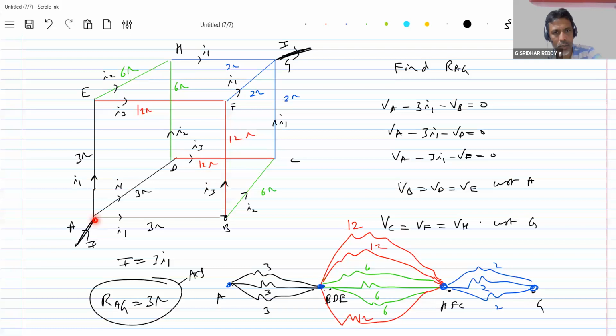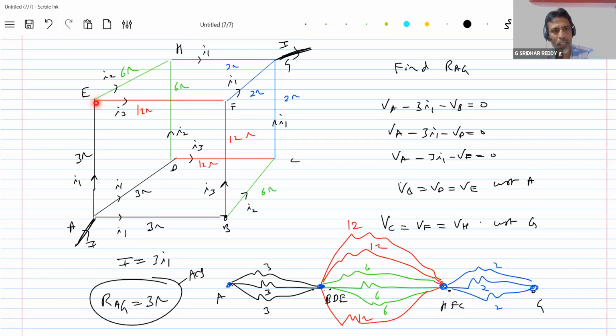Then again, you look at this particular path: A, D, then D, H, and G. Okay, similar to that path. So again, look at this particular thing. It will branch out, no? Here you can see, here also, it will branch out. So when the current comes, it will branch out. Here also it will come, it will branch out. Similarly, you see this one, this will branch out.